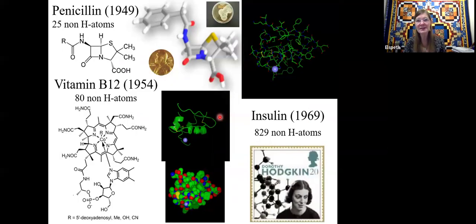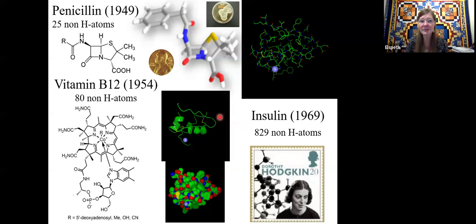So if we look at how it's developed in the last 70 years, we saw Dorothy Hodgkin solve the structure of penicillin, which was 25 non-hydrogen atoms. And now in X-ray crystallography, we don't see the hydrogen atoms. You need to do neutron crystallography for that, because the cross-section for X-rays for hydrogen atoms is very, very low, as we'll see in a minute.